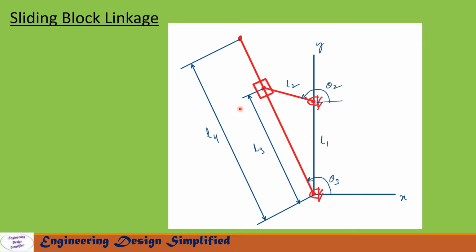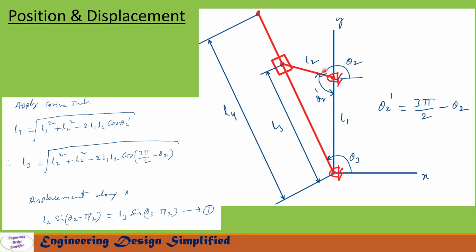In the upcoming slides, let us discuss how to derive equations. In this mechanism, this angle is theta 2 and let us call this angle theta 2 prime. Theta 2 prime is 3 pi by 2 minus theta 2 and this angle is theta 3. So this angle will become theta 3 minus pi by 2. Similarly, this angle will become theta 2 minus pi by 2.